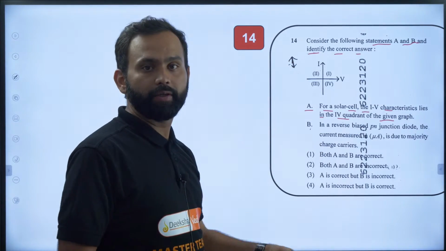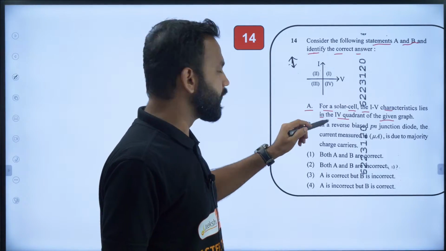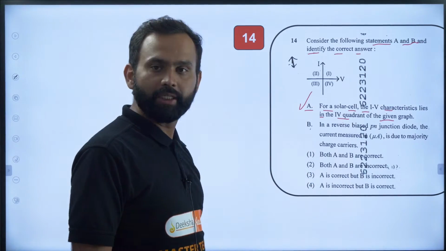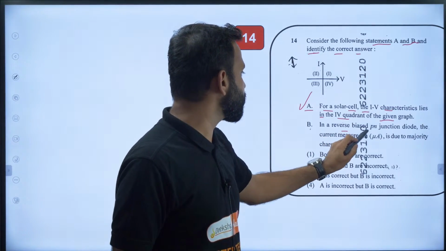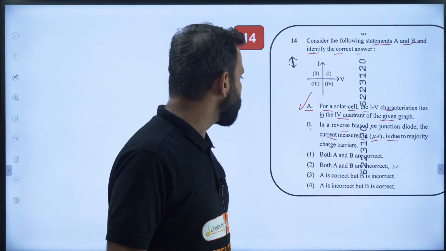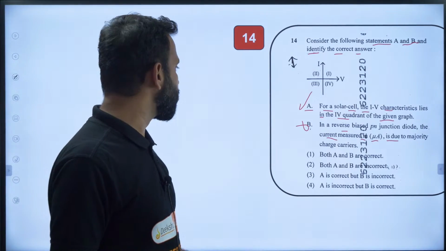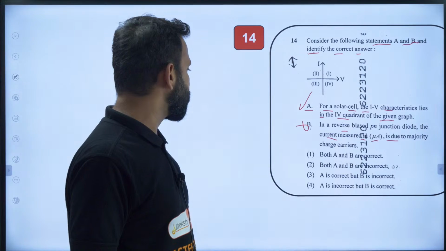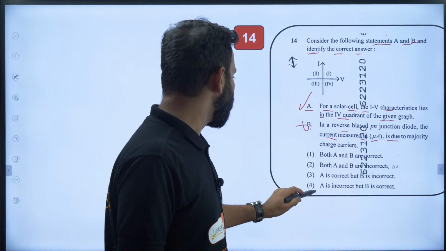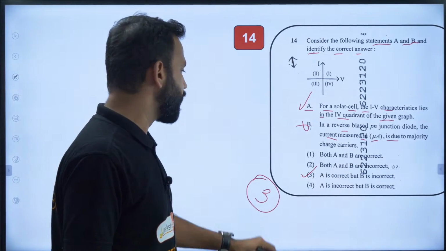Here from the solar cell, we are getting the current, right? We are not using the battery. From the solar cell only, we are getting the current. So that's why we will get the negative value of the current. So the first statement is correct. Second statement, in a reverse biased PN junction diode, the current measured in microampere is due to majority charge carriers. Wrong, right? It is due to minority charge carriers. So here A is correct, B is incorrect. The third option is correct.